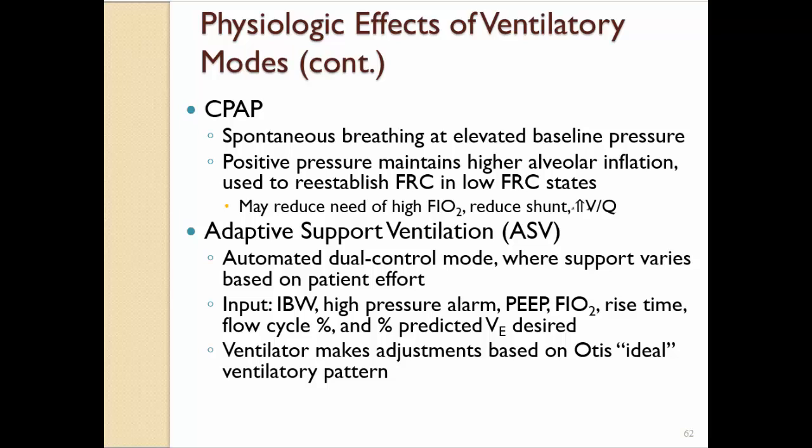Adaptive support ventilation, and again, this is one of those adaptive modes. It's an automated dual control mode where support varies based on the patient's effort. You input the ideal body weight, the high pressure alarm, the PEEP, the FiO2, the rise time, the flow cycle percentage, and the percent predicted minute ventilation desired. The ventilator makes adjustments based on an Otis ideal ventilatory pattern. That's an engineering type idea.